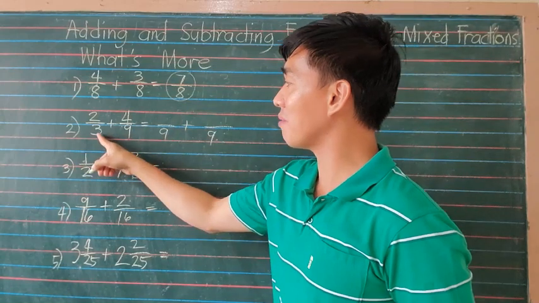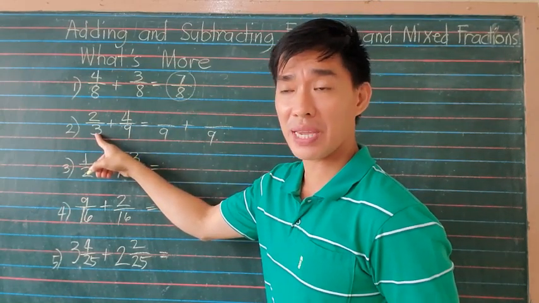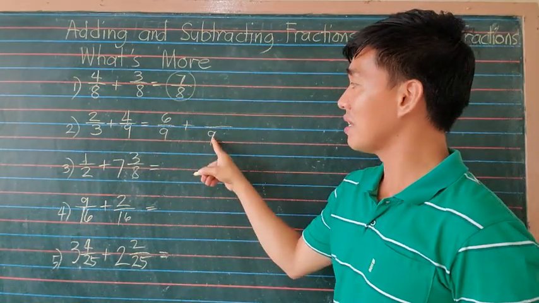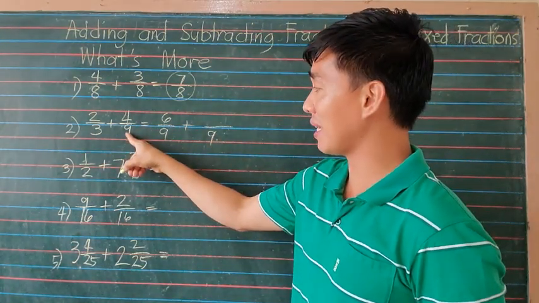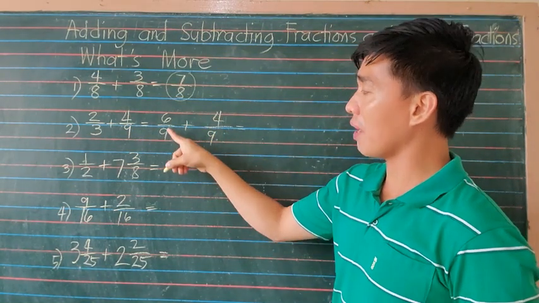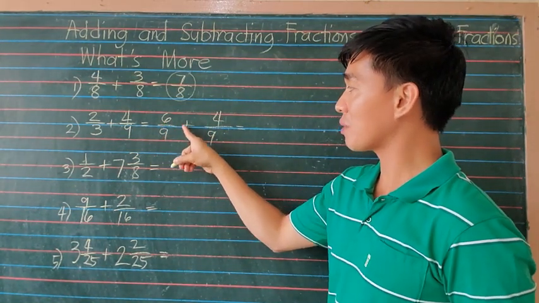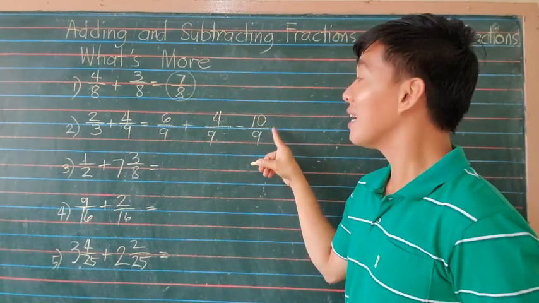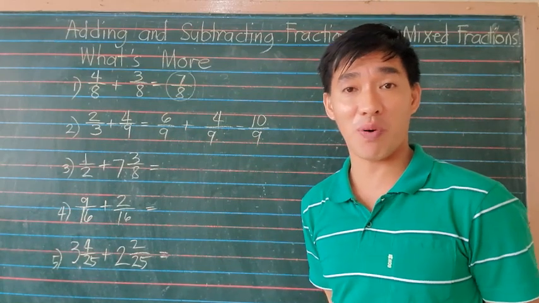So 9 divided by 3, that is equal to 3, plus 2, that is equal to 6. In this case, 9 divided by 9 is 1 times 4, that's still 4. So we have here 6 plus 4 is equal to 10 and copy the denominator 9. This is already in the simplest form.